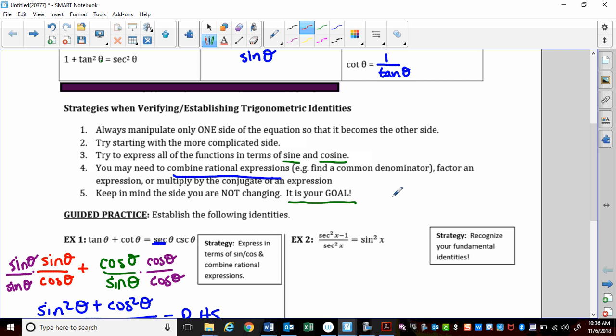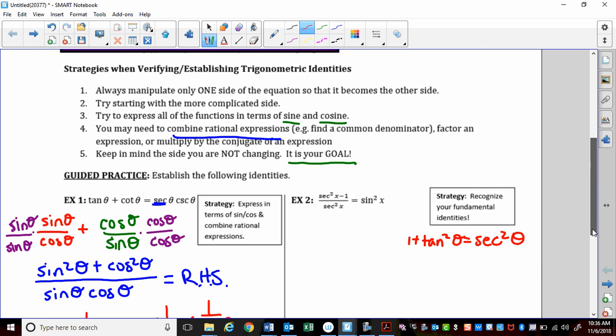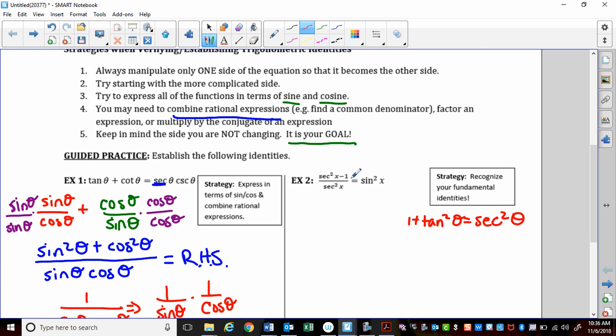So I'm going to write down the identity right here. 1 plus tangent squared theta equals secant squared theta. But I want it to look like this, secant squared minus 1. So what I'd have to do is subtract the 1, and then I'm going to get tangent squared is equal to secant squared theta minus 1. So this is secant squared theta minus 1 is equal to tangent squared theta.